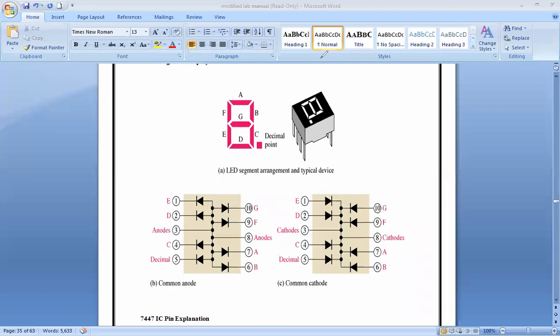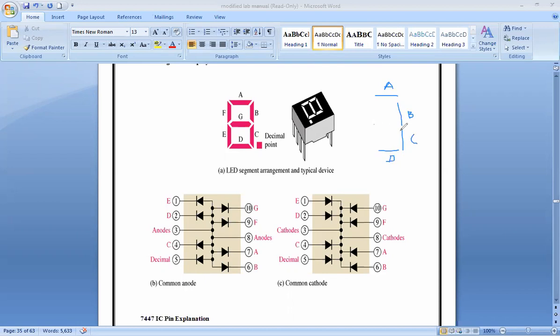Let me again explain how we get 3. How we get 3? I need this A, isn't it? Yes or no? Then I want B to turn on, right? Then I want C also to turn on. Then I want D also to turn on.